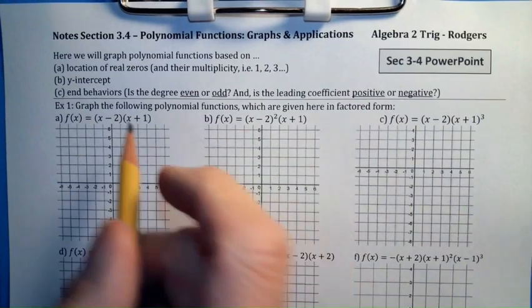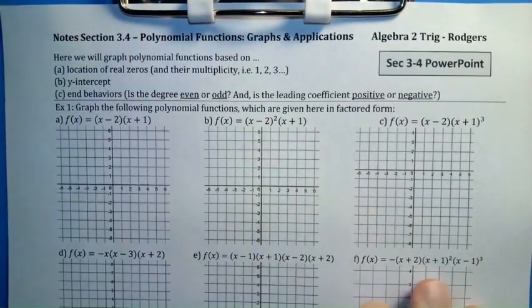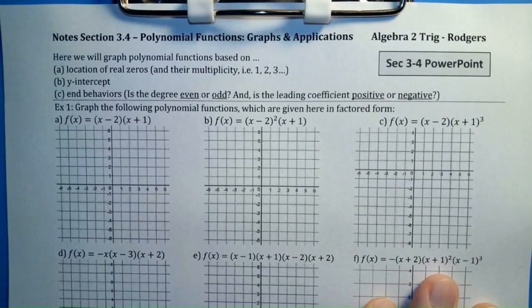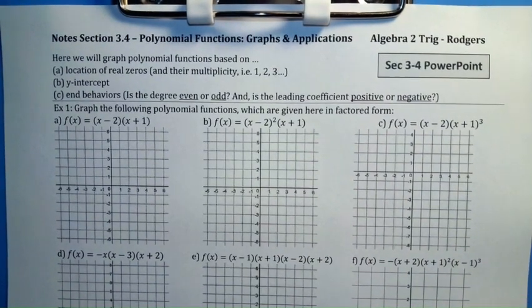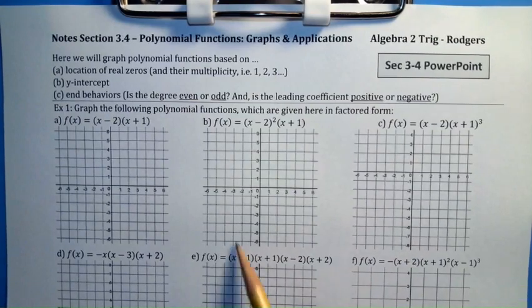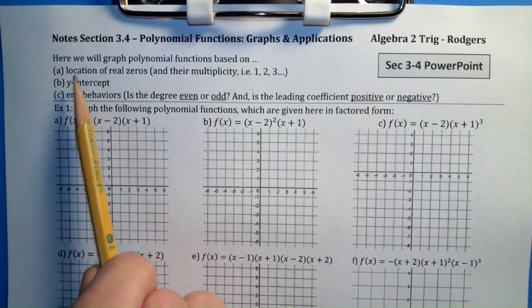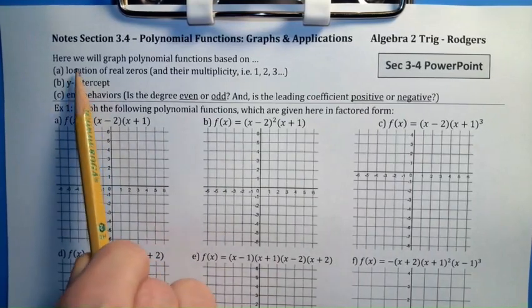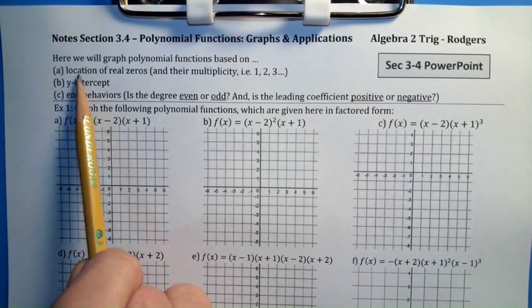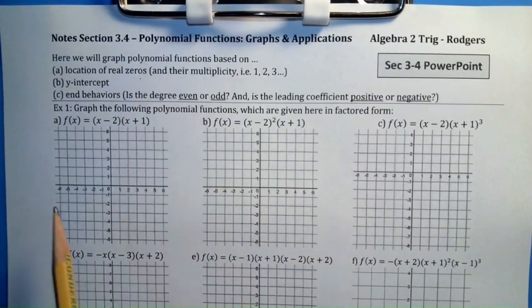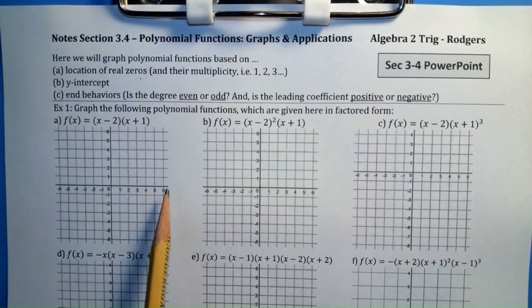All right, so these notes are section 3.4. We're dealing with how to graph polynomial functions. And instead of getting the exact graph, we're going to use a couple of things to figure out how to graph this. We're going to look at the location of real zeros. That means where does the graph cross the x-axis?